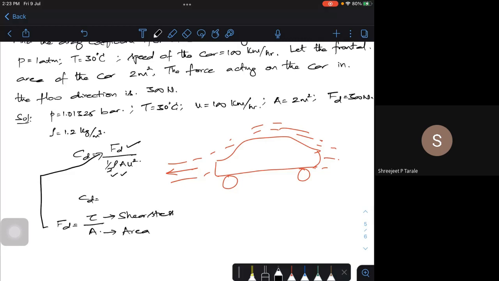So you have to calculate the drag force, and for the given kinetic energy, I should be able to calculate your CD, the drag coefficient. That is one type of problem you may get. Now the second type of problem, where I'm going to give you the properties.